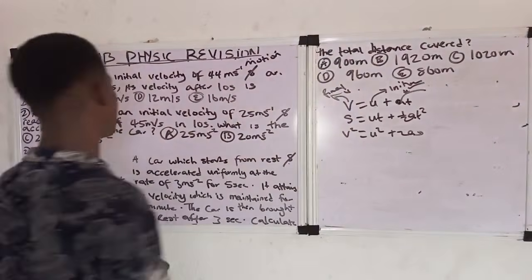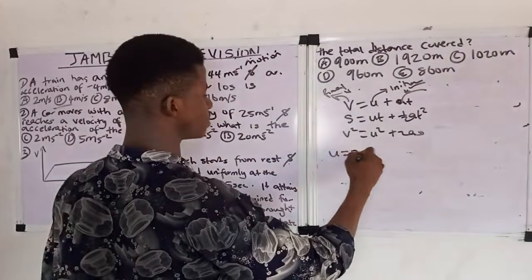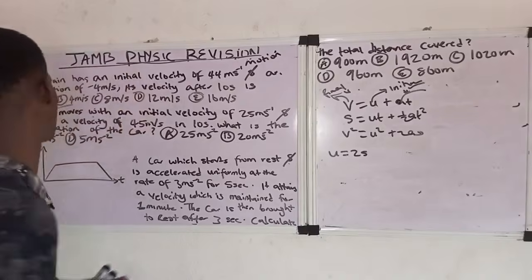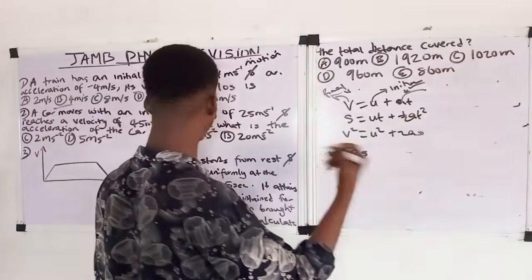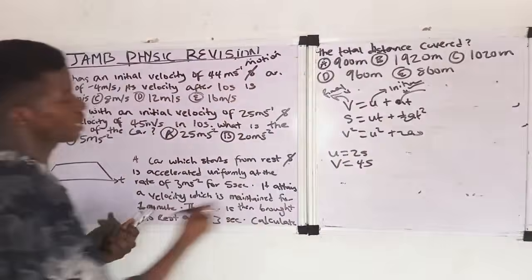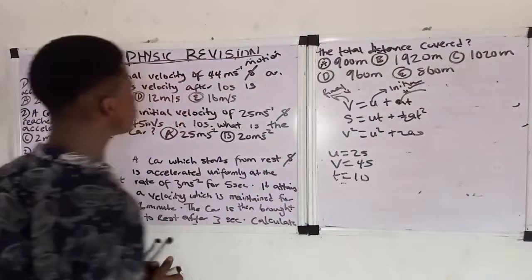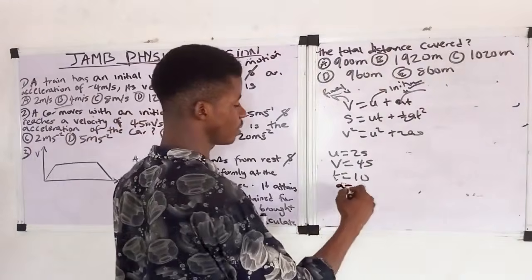So this next question says a car moves with an initial velocity of 25. So u is what? 25. Just take note of this type of question. And it reaches a velocity of 45. So v, that is the final velocity, is what? 45, right? Then they said in 10 seconds. So time is 10. They ask what is the acceleration? The same formula we used just now. We're looking for a.